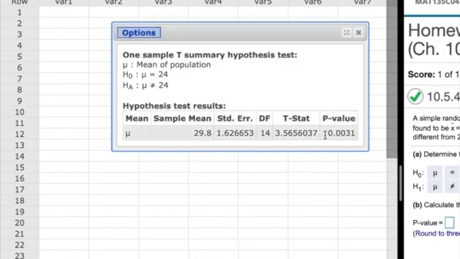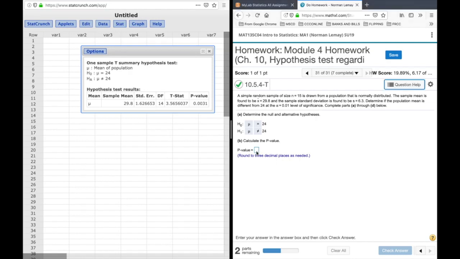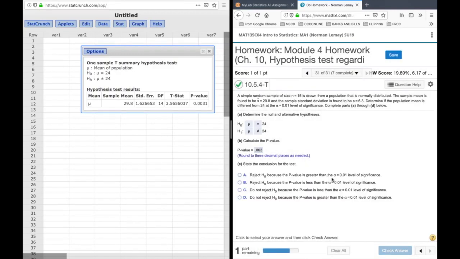So notice here our p-value is, we want to go 3 decimal places, so make sure that you get 0.003. Check our answer. Did a good job. And again, based on our earlier exercise, notice here the p-value now is way smaller. So alpha is 0.01. Our p-value is 0.003.